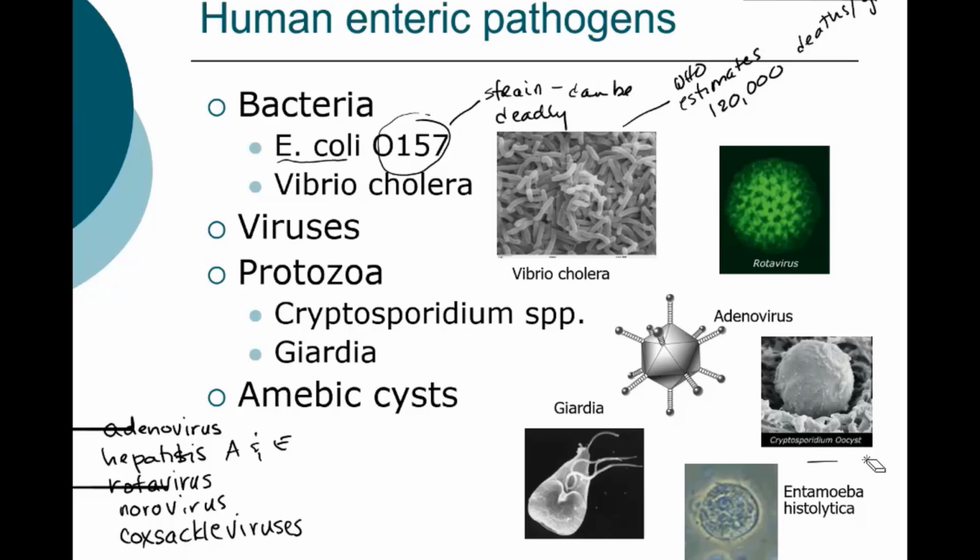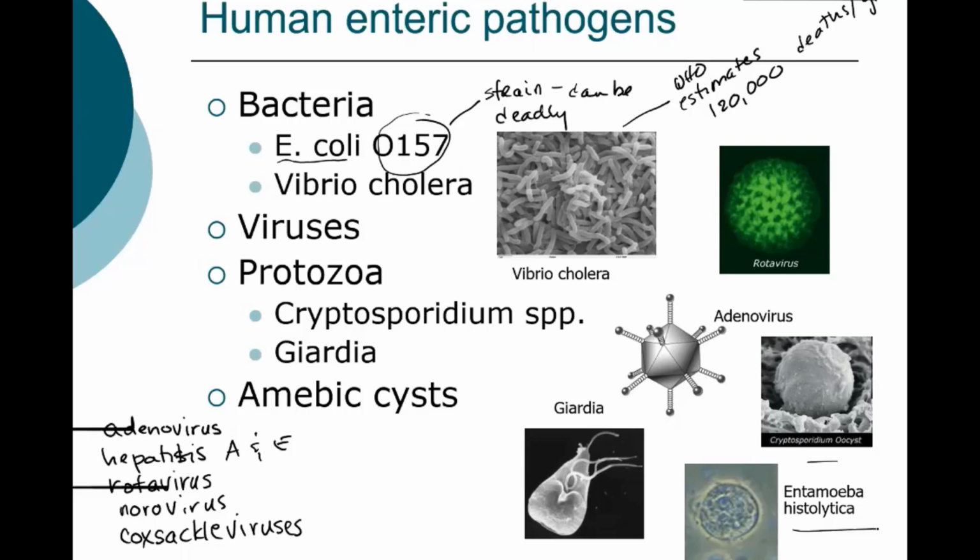Giardia is also another protozoan organism. Giardia and Cryptosporidium are two of the more common waterborne diseases from drinking water, like on backpacking trips where the water isn't properly disinfected, and also from swimming pools. Amoebic cysts are also important as a waterborne disease. Entamoeba histolytica is an important organism, especially near the equator, in these warm environments.